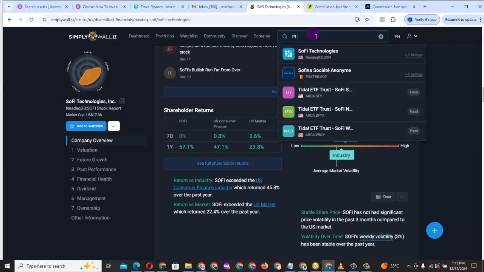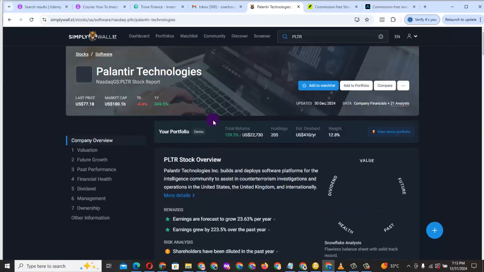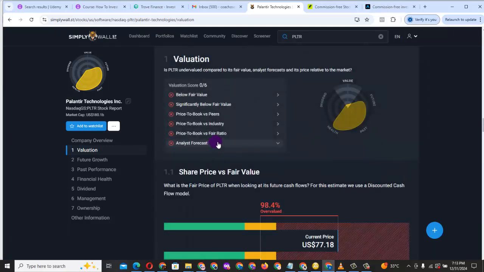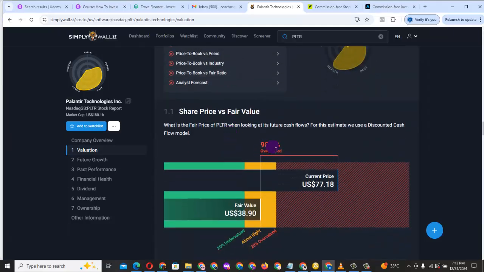So I will check PLTR, that is Palantir. Let me check Palantir. Okay, Palantir is also on. Yes, Palantir is $180.1 billion, and right now the price is $77.18. So it's a good stock to buy. So let me check the valuation. All right, good. So Palantir is a bit better because it's also overvalued, but it's just 98% overvalued.